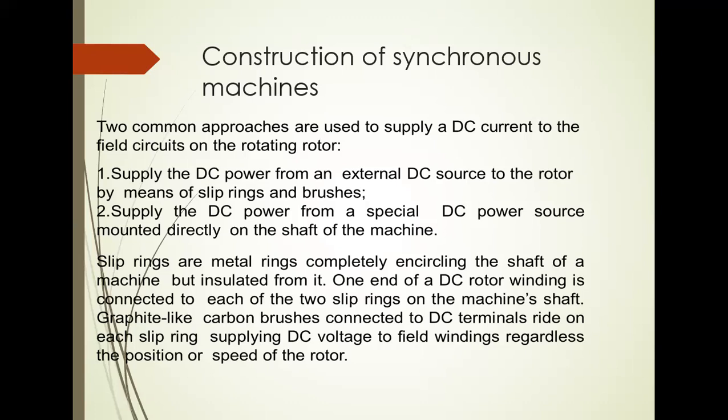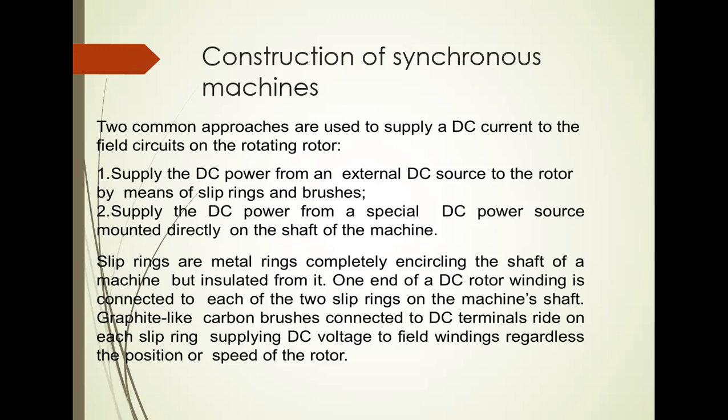So common approaches are used to supply a DC current for excitation. First, supply the DC power from an external DC source to the rotor by means of slip rings and brushes. Another, supply DC power from a special DC power source mounted directly on the shaft of the machine. Here, slip rings are metal rings completely encircling the shaft of the machine but insulated from it. One end of the DC rotor winding is connected to each of the two slip rings on the machine shaft.